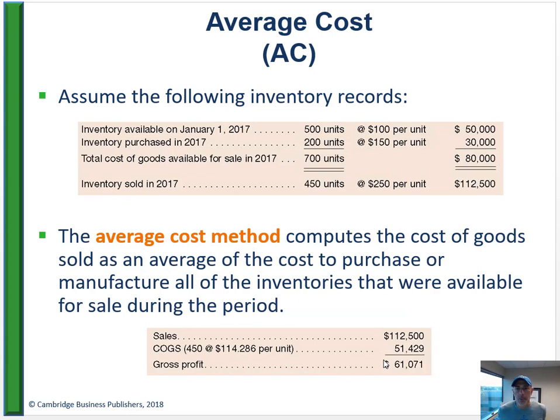So lastly, and probably straightforward here, is average cost. As the inventory units come in up top, we compute the average cost of those inventory units. And then when it's time to assign a cost to those units that are transferred to the income statement, we simply assign the average cost number, which in this case was $114 per unit. That came up with a total cost of $51,000 and gross profit of $61,000. So you can see there that the average cost typically falls somewhere in the middle of LIFO and FIFO.